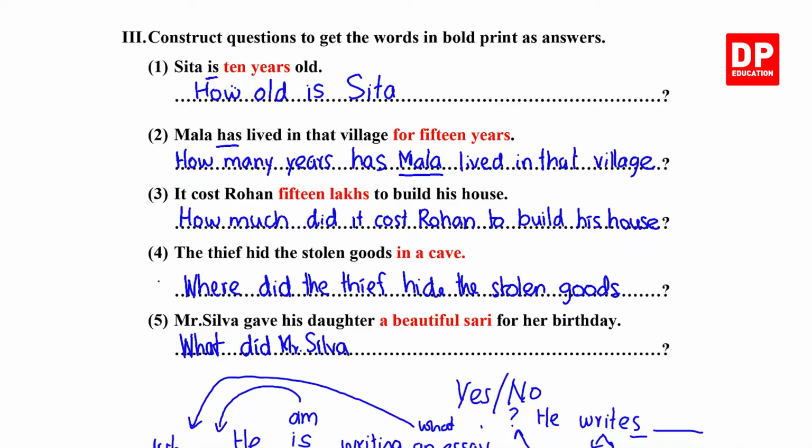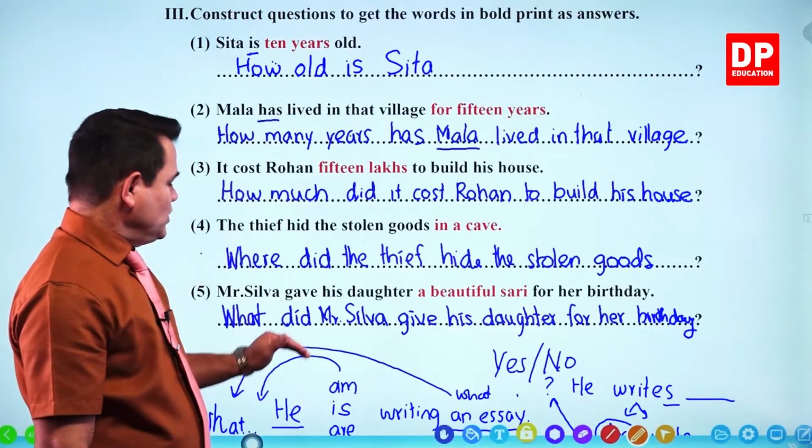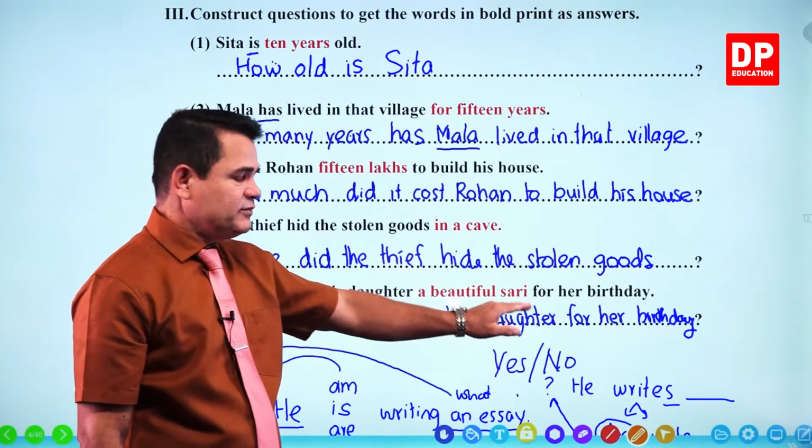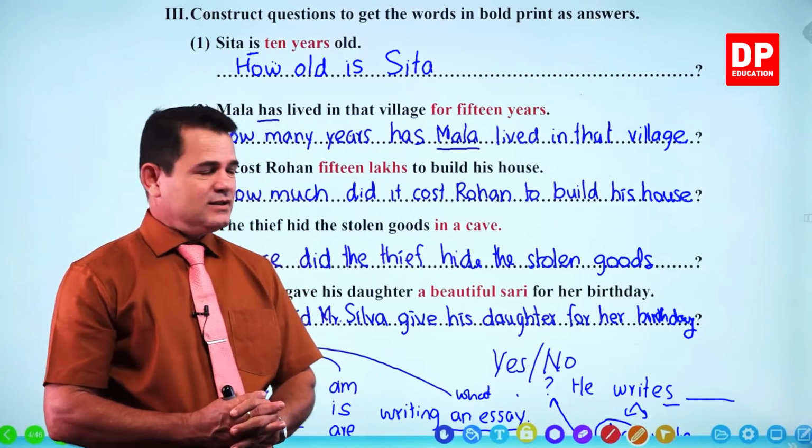Then gave becomes give. What did Mr. Silva give his daughter for her birthday? Answer, a beautiful sari. Now you see, so then you get a question like this.